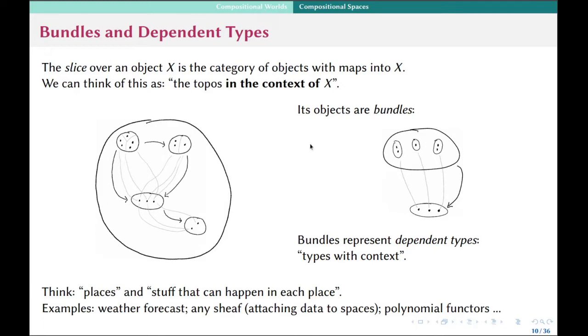And these things, we can think of them as abstract dependent types with a context. We can think of the base, this codomain object, which we call the base of the bundle, or the base of the dependent type, as like a place. And the types above it, where we pull back these points to, are the stuff that can happen in each place. So an example I like to use to think about dependent types and bundles is a weather forecast.